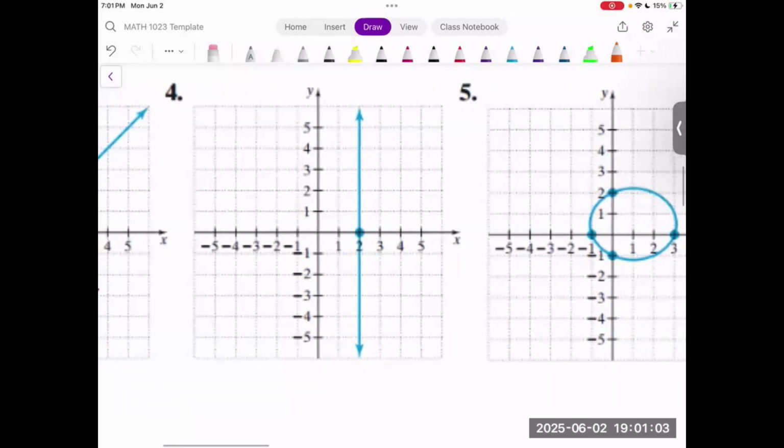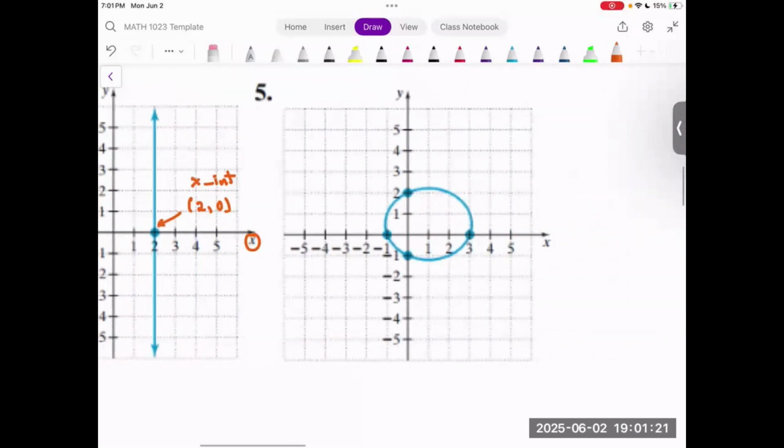All right, the next one. Okay, the point is (2, 0), right? And is intercepting which one? Is the x-intercept. The following one.